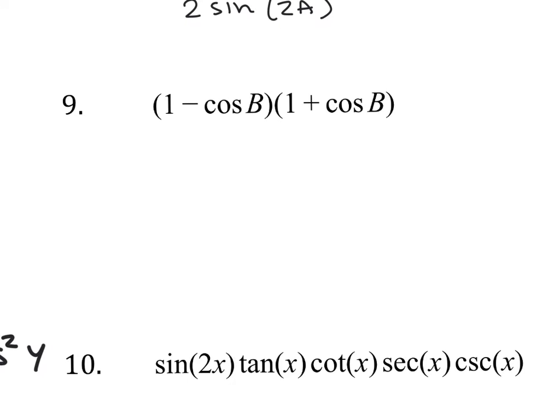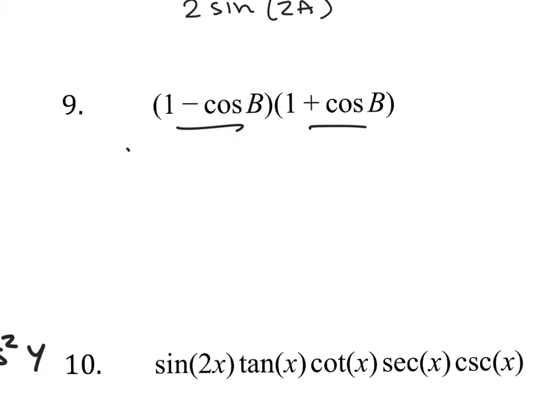All right, 1 minus cosine b looks sort of like something you would get from the Pythagorean identity for cosine and sine, except that it's not squared. So 1 minus cosine b is not the same as sine of b, because it's not squared. So each of these pieces by themselves don't have anything that we can convert them to. The only thing I can think to do with this is just to multiply these two expressions together using the FOIL.